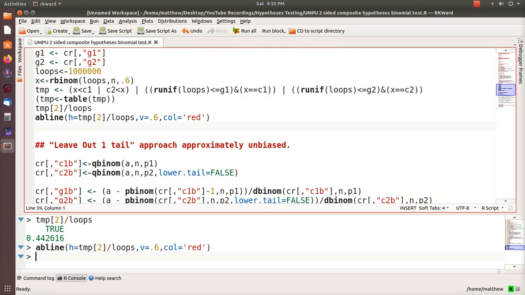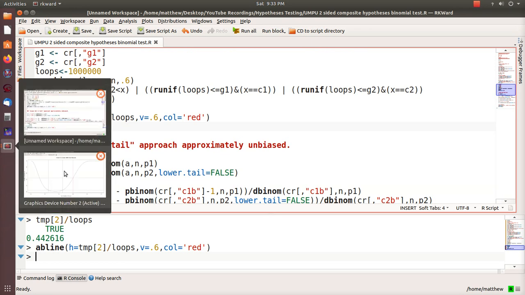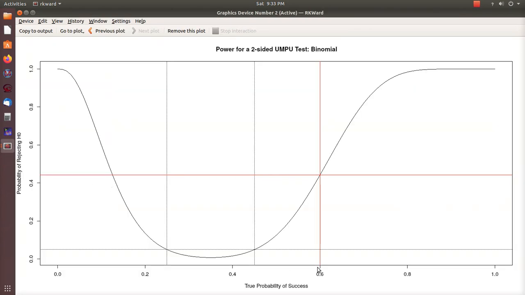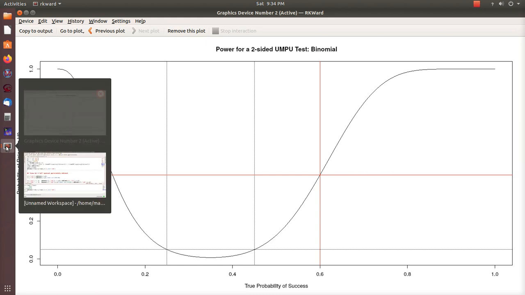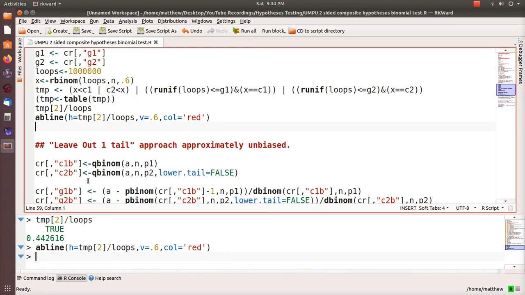Let's plot that on the power curve and see where it falls. So in our simulation we assumed that the true proportion is 0.6, and we simulated 44%, and look at that, it's right on the curve. And with a million replications, I'd be more surprised if it wasn't pretty much on that curve. So it agrees with the theoretical power.